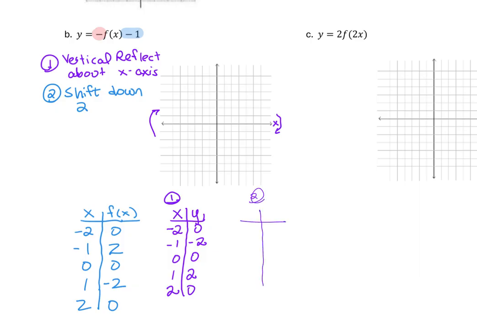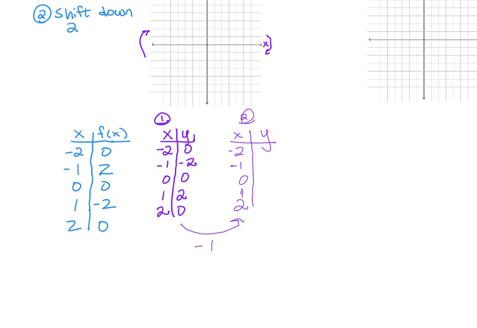Again, we keep our x's the same. This is going to be our final y, the actual one that we want. We are going to take all of our y values and subtract 1. Our first one, we did y's times -1. So if we shift down, 0 minus 1 is -1. -2 minus 1 is -3. 0 minus 1 is -1. 2 minus 1 is 1. And 0 minus 1 is -1.